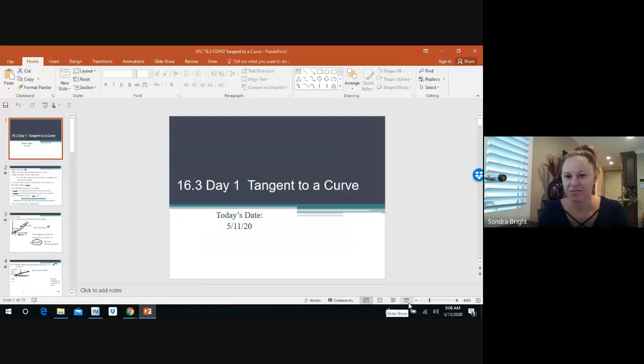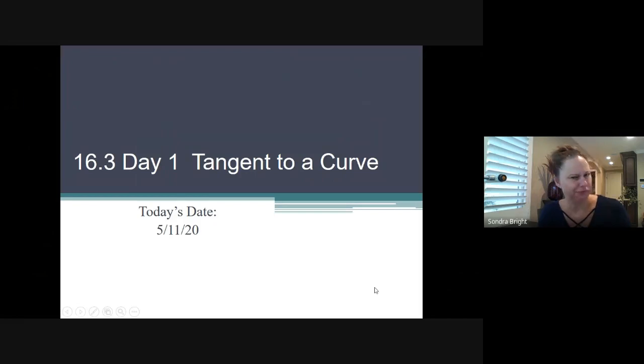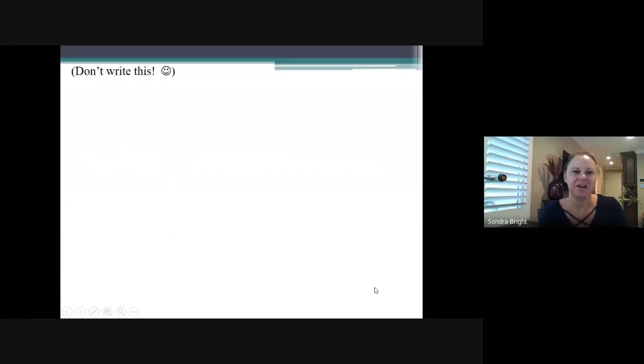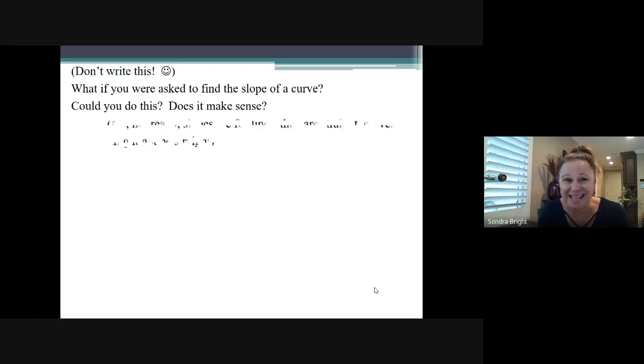All right, section 3, we are going to talk about the tangent to a curve. What? All right, so don't write this. Let's just talk about it for a minute. What if you were asked to find the slope of a curve? Did you do it? Does it make sense?